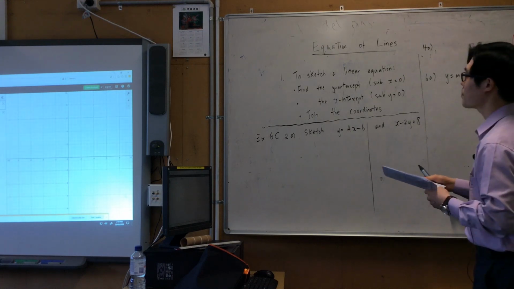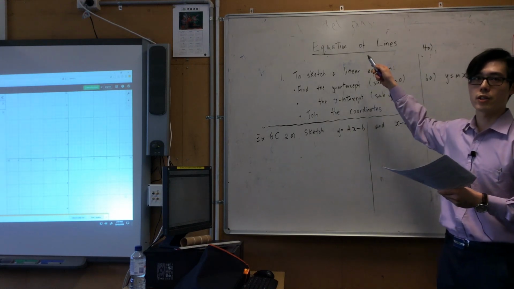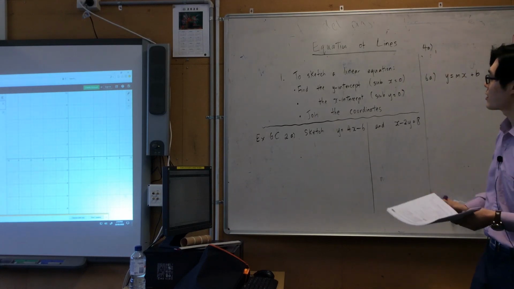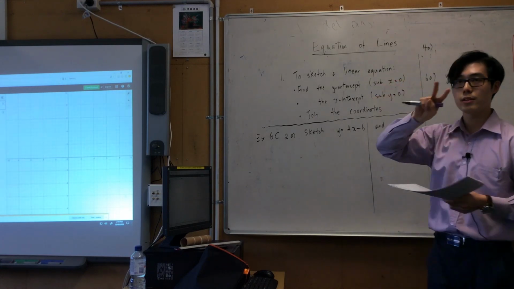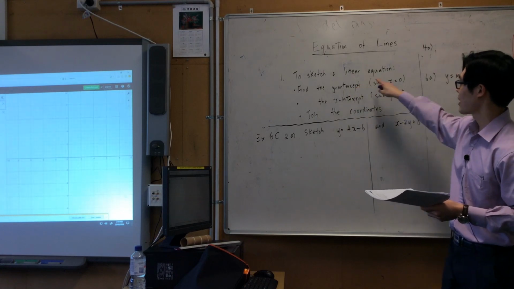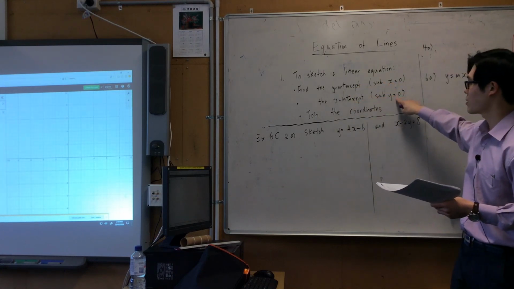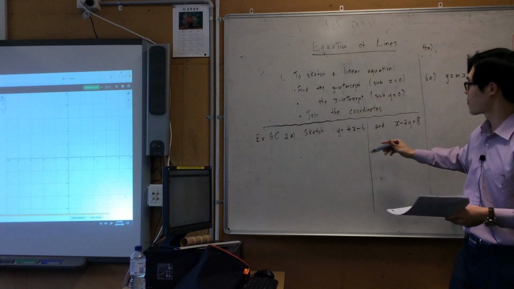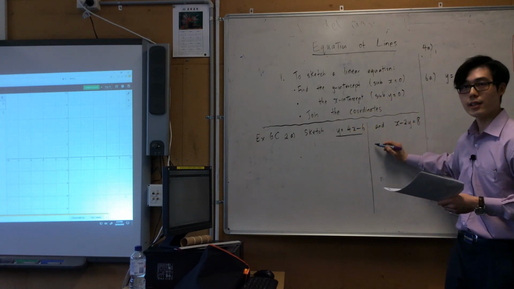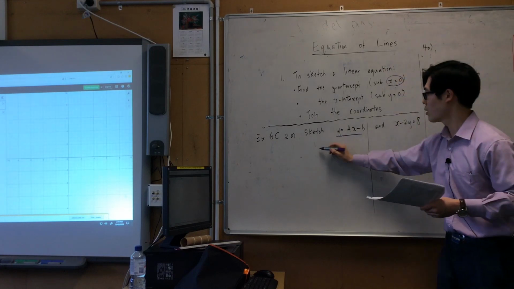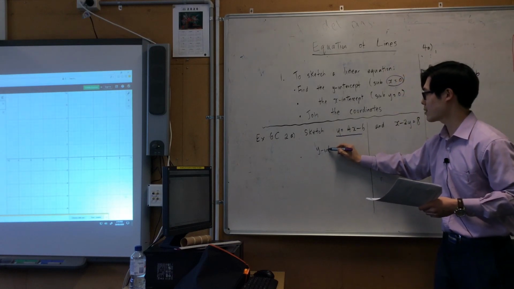This lesson is all about finding the equation of lines and also sketching it, okay? Just a recap from last year, to sketch a linear equation, you need to find two things. The y-intercept, that's by substituting x equals 0, then find the x-intercept by substituting y equals 0, then join the coordinates. So for example, if I have this equation here, the first thing you want to do is substitute x equals 0 to find the y-intercept.